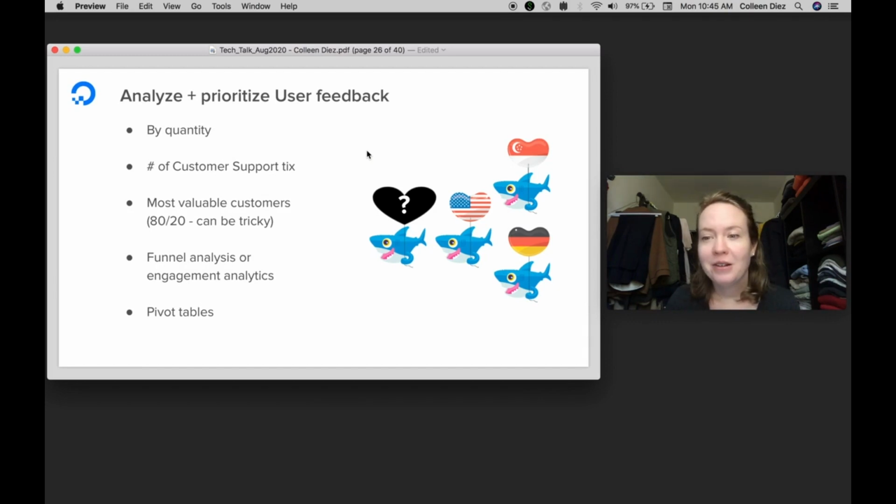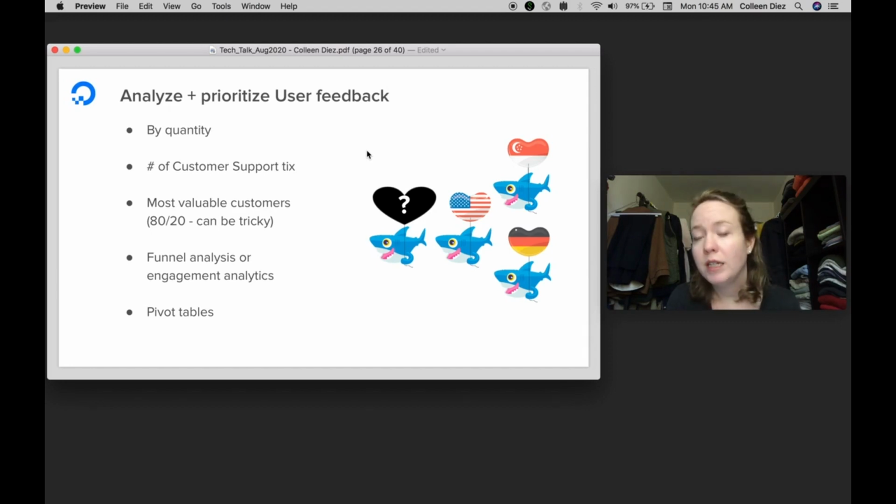Let's not forget that you can also analyze user feedback by quantity. The number of customer support tickets, I think, can give you a great sense of priority. If the majority of your customers are having trouble with one particular issue, that's something you would want to prioritize or fix faster than others. You can also look at things according to what's most valuable, what's important for your most valuable customers. This is like following the 80-20 rule.